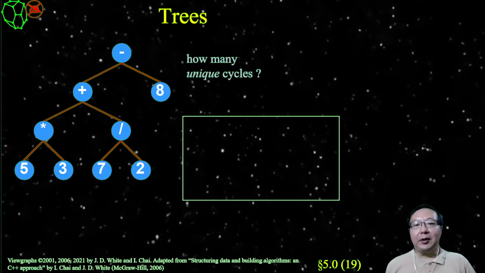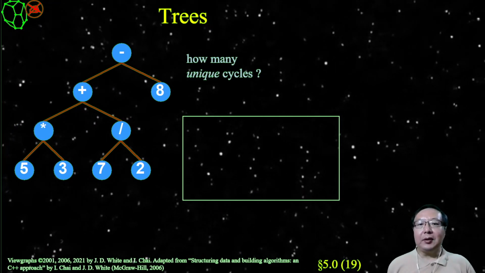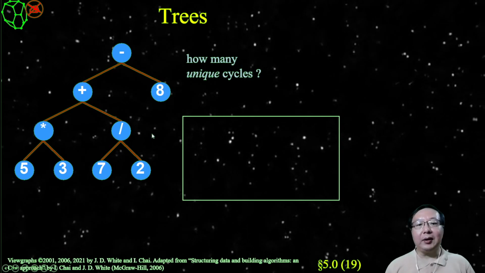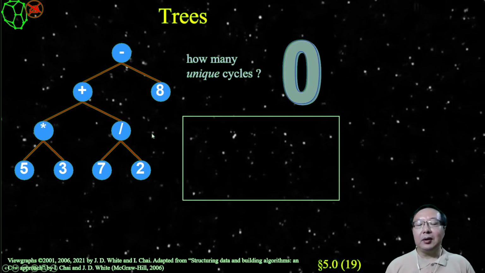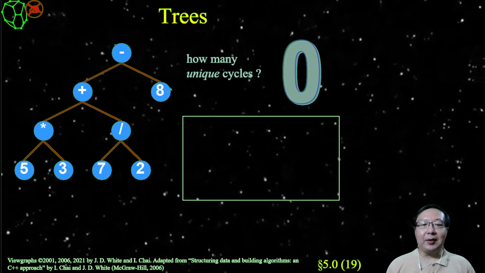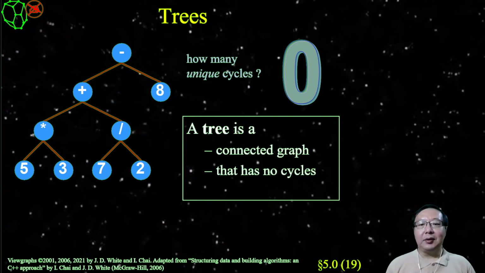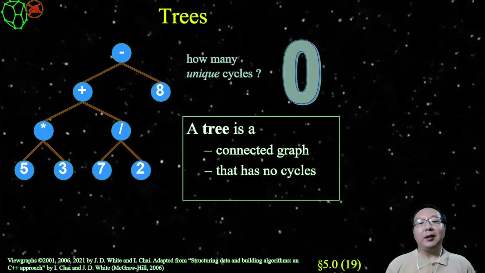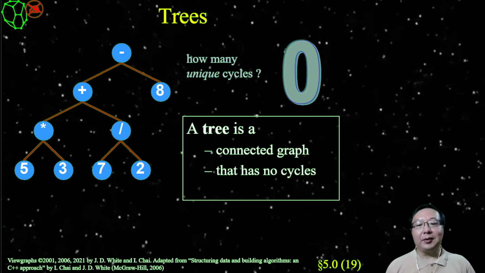Remember trees that we looked at previously? How many unique cycles are there in a tree? There are none. In fact, you can't have a cycle in a tree. So a tree is a connected graph that has no cycles.